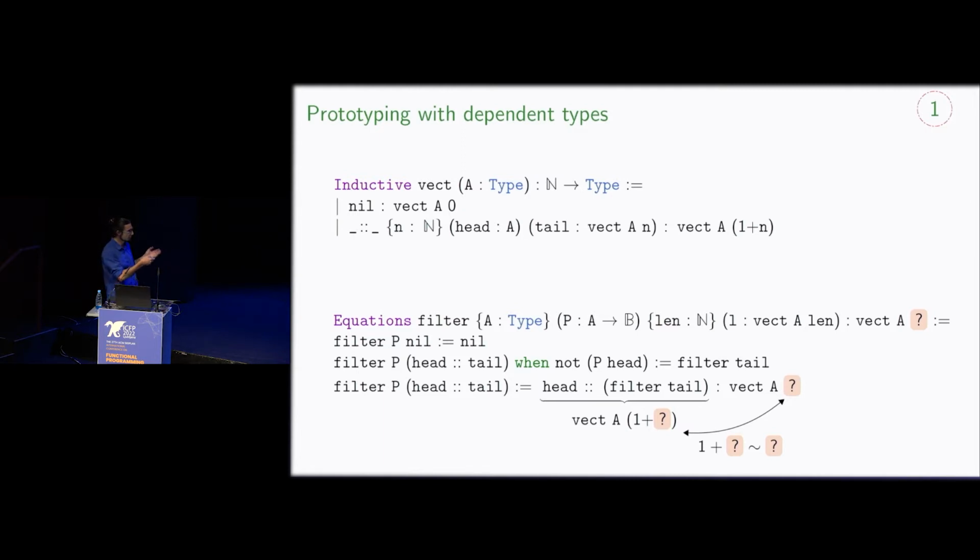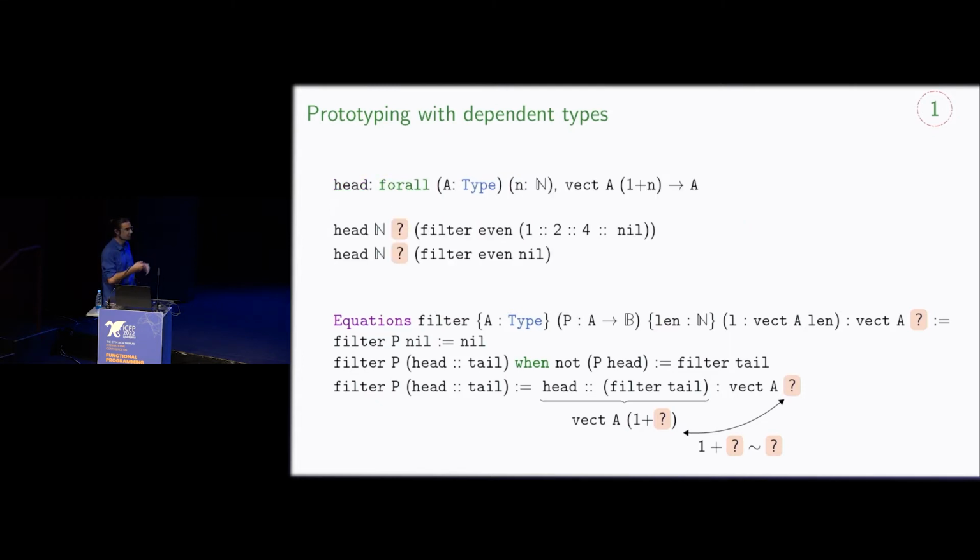Now, on such an example, how do we actually run the thing? Let's try to see the example of filtering two different lists. In the first case, I'm filtering the list 1, 2, 4 by the predicate even. And in the second case, I'm filtering the empty list. In both cases, we can evaluate the results of filtering this list. Both cases type check because we have results that are of type vector of unknown length, which is consistent with the successor of length, so that we can apply the head function.